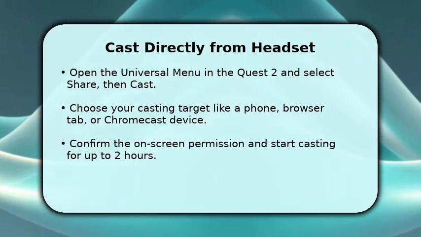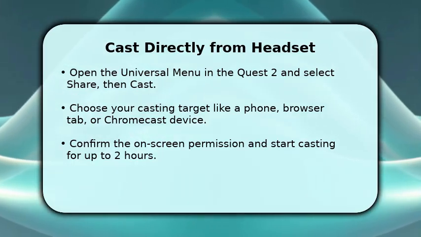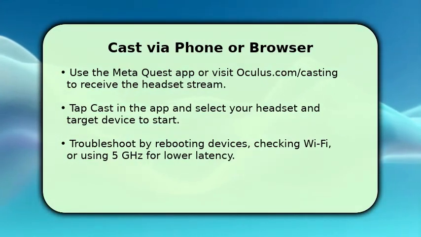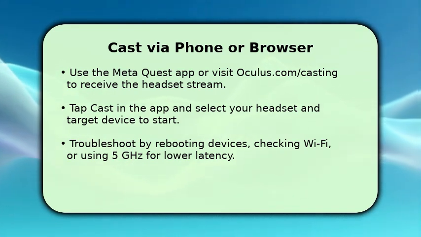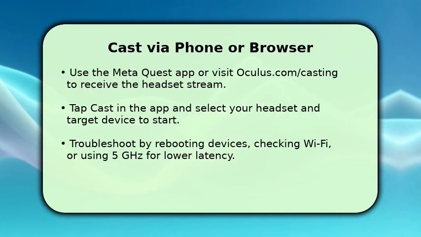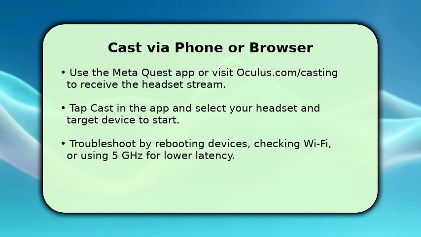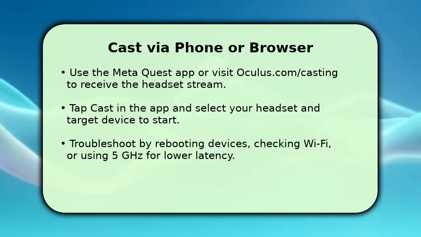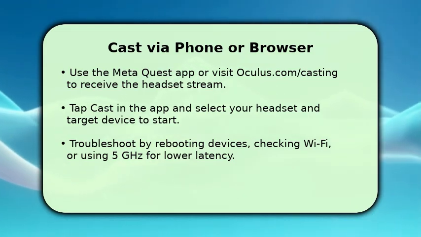To cast using your phone, open the Meta Quest app and tap the cast icon at the top right. Select your Quest 2 under Available Devices and then choose your phone or a Chromecast target. For browser casting, go to Oculus.com/casting and log into your Meta account to see your headset listed.